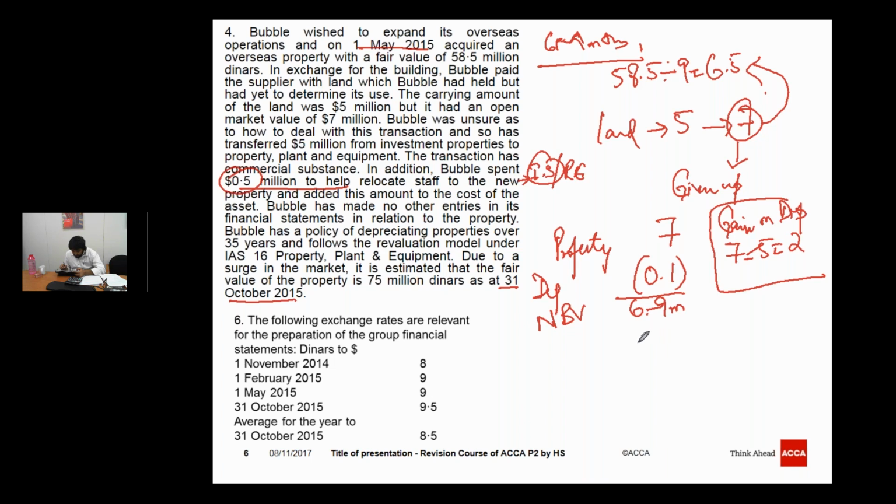Then the question says that due to the surge in the market, it is estimated that the fair value of the property is now the fair value of this property. Because the company is following the revaluation model, you have to revalue. It's actually the revalued amount, which is 75 million dinars. So by dividing 75 with the exchange rate at the reporting date, that is 9.5. So 75 divided by 9.5, you got the value of 7.89.